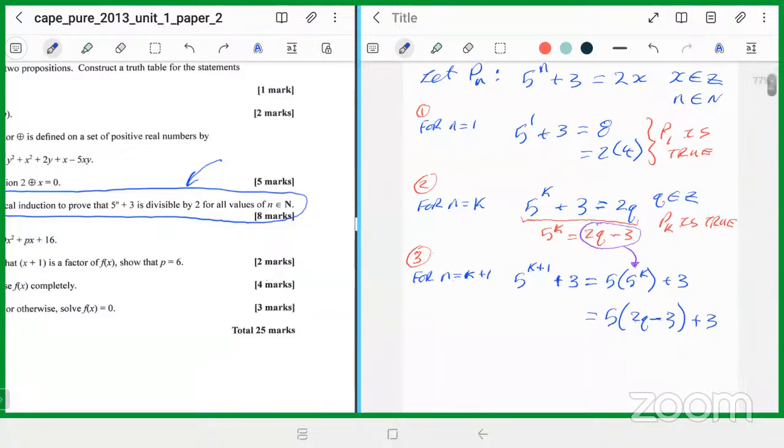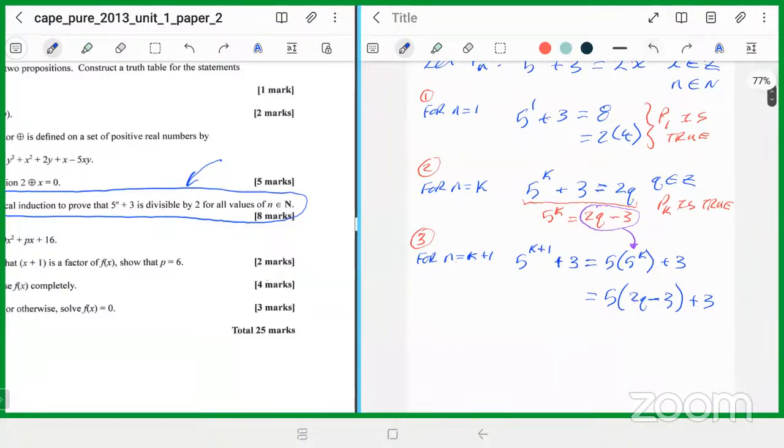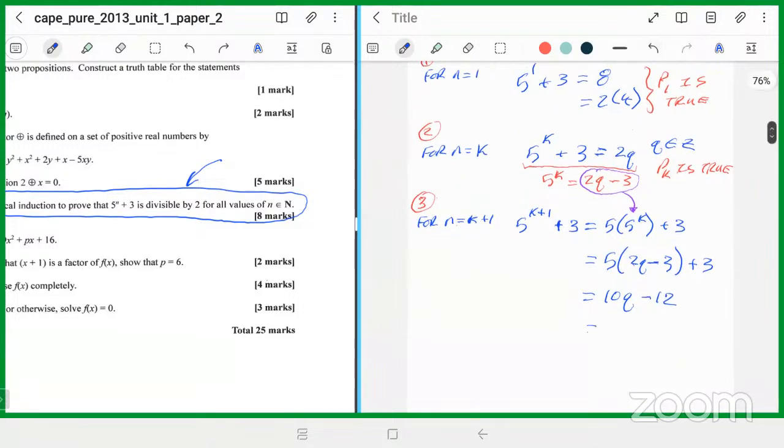All right? Remember, all of this must equal 2 times something. So I'm going to expand this out now, and I'm going to get 10q. And it's going to be 5 times 3 is negative 15. And negative 15 plus 3 becomes negative 12. And this can be factorized with a 2. So it becomes 2 times 5q minus 6.